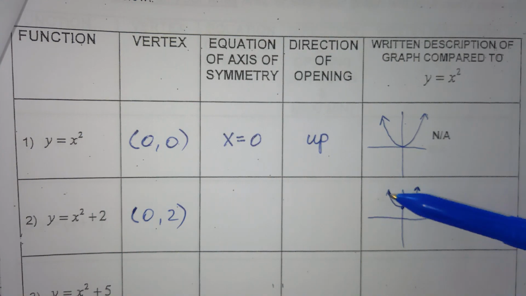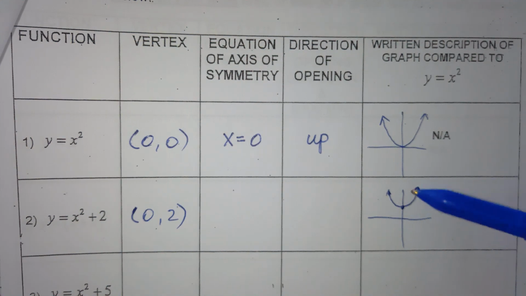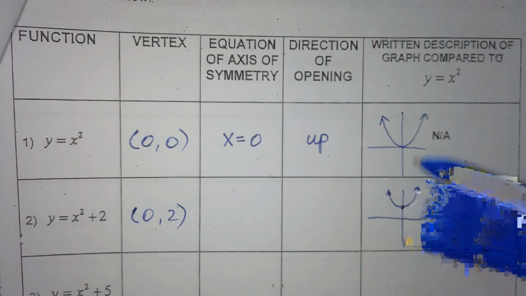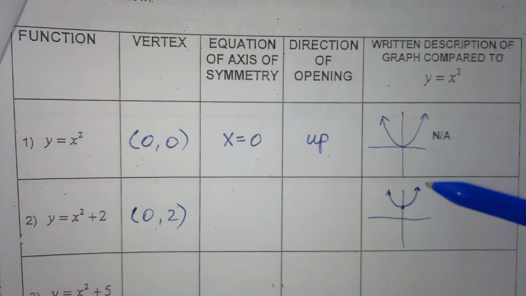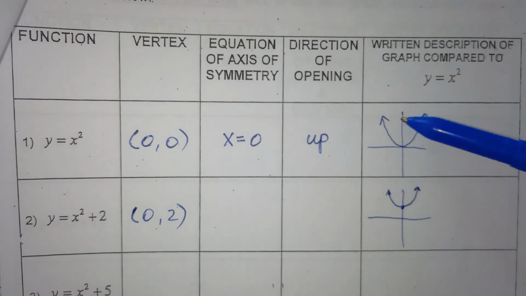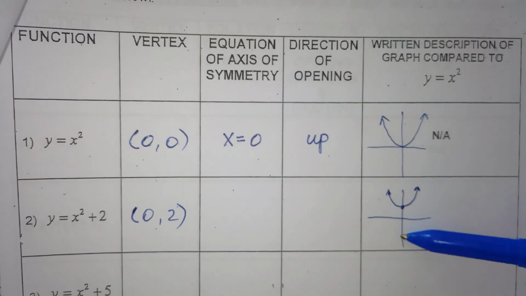Not quite. Looking at this graph right here, where is the middle? Oh, it's on the y-axis. Right. So did it change? Looking at this and this, this is my axis of symmetry. It's still the same.